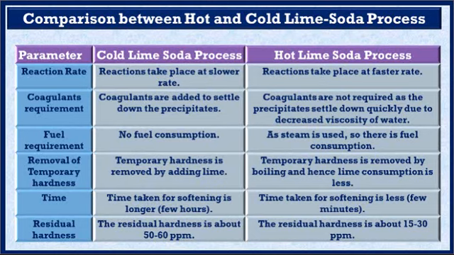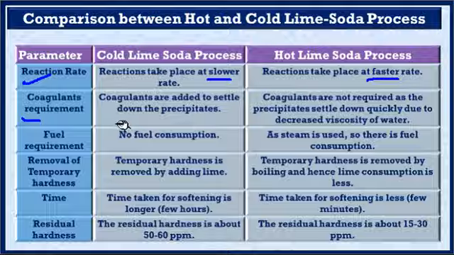Now the comparison of the hot and cold lime soda process. First comparison parameter is the reaction rate. In the cold lime soda process, the reaction rate is slower, while in the hot process the reaction rate is faster due to the high temperatures. Second parameter is coagulant requirement. In the cold process, coagulants are added to settle down the precipitate, while in the hot lime soda process coagulants are not required as the precipitate settles down quickly due to the decreased viscosity of water.